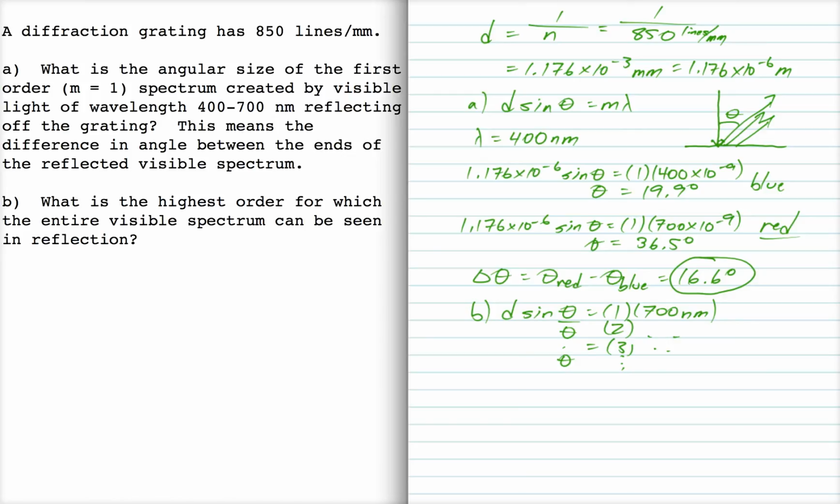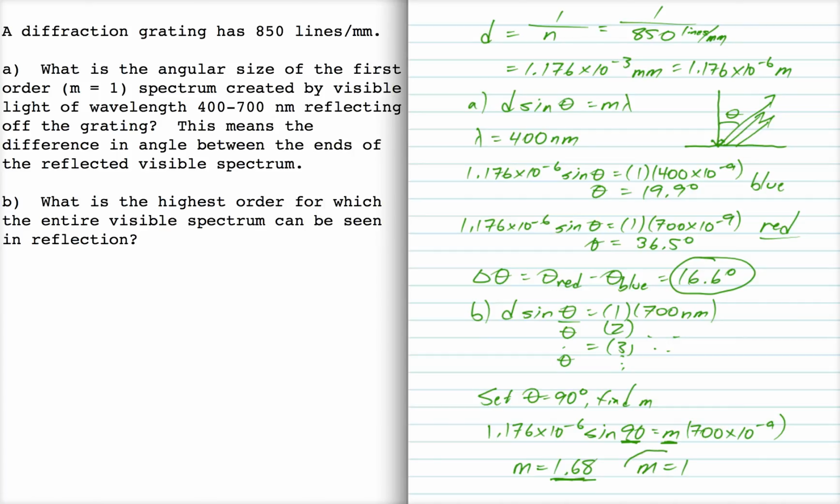I think the easier way to do it is to set theta equal to 90 degrees and find m. Right? So I would use 1.176 times 10 to the minus 6 sine 90 is equal to m times red wavelength. If I do that, I get m equals 1.68. Now the way to translate that says that m equals 2 wouldn't work, right? Because if you got m equals 2, then your theta would be impossible. So that means only one complete order is visible.